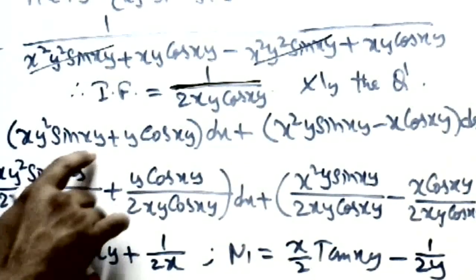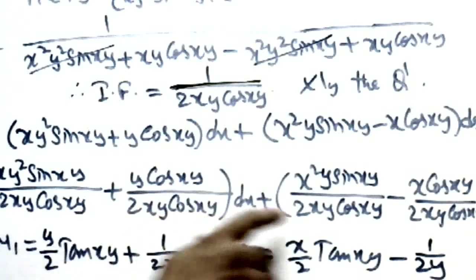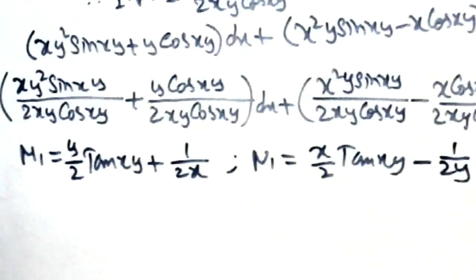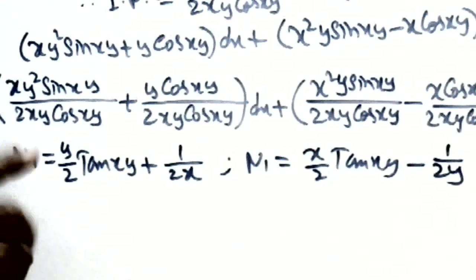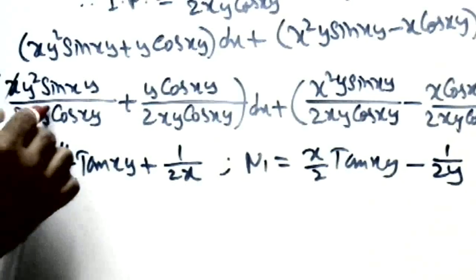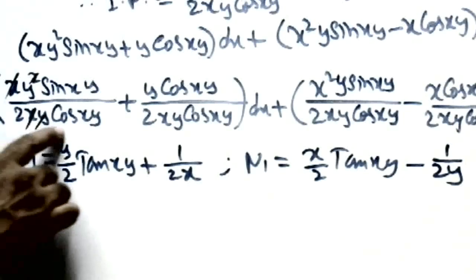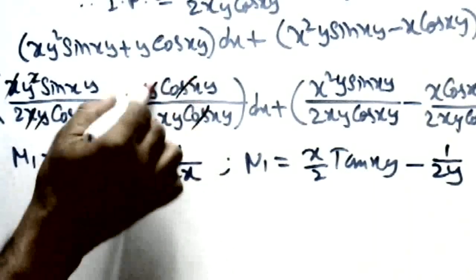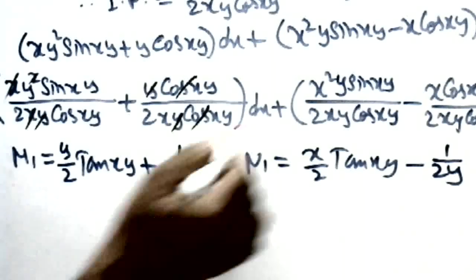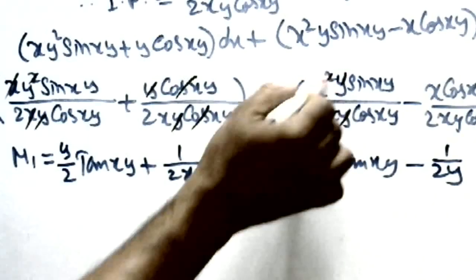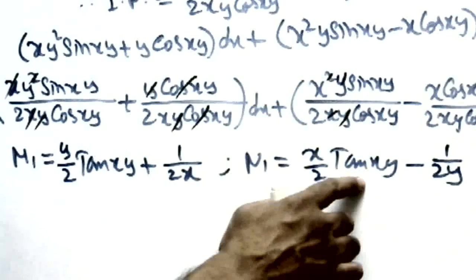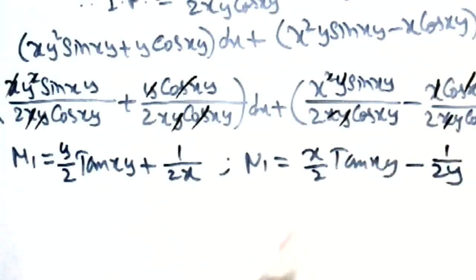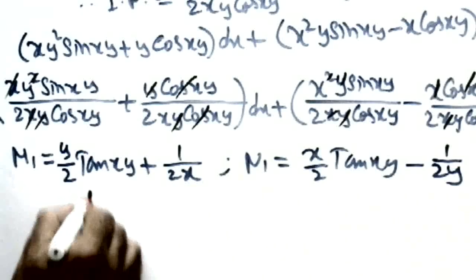I wrote the question once more. Now I multiplied every term with the integrating factor. Now see what is left here. With the cancellations, this x gets cancelled, y square gets cancelled. What is left? y by 2 tan of xy. Here, if you cancel cos, cancel y, 1 by 2x. Cancel y, x square cancel, x by 2 tan xy, minus, cos gets cancelled, 1 by 2y.